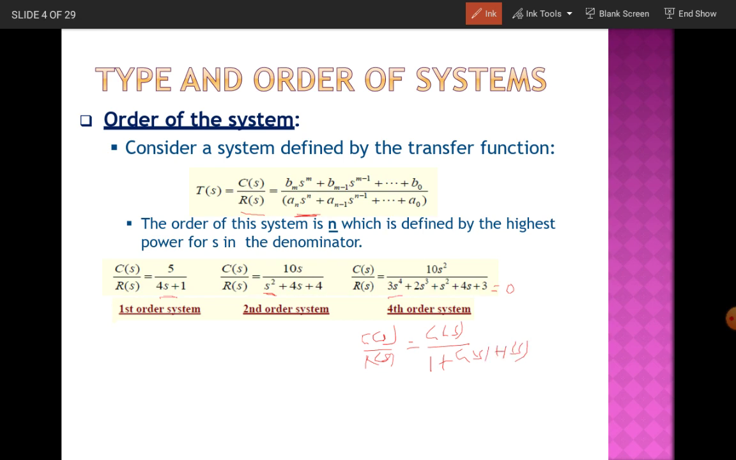So in this expression, 1 plus G of S H of S is equal to 0. This is called the characteristic equation of the system. So from the characteristic equation, the highest power of S gives the order of system.